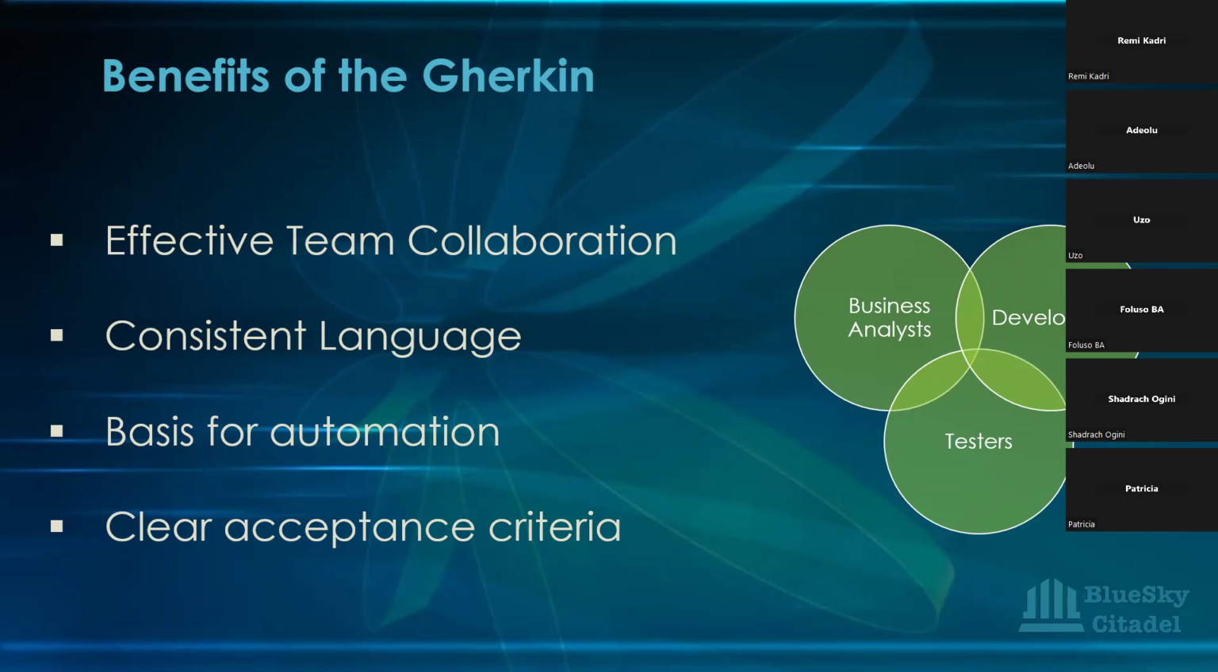So, in summary, Gherkin is a valuable tool for improving team collaboration, establishing a consistent language for discussing requirements, providing a basis for automation, and defining clear acceptance criteria. When you use the Gherkin effectively, it can lead to a more efficient and effective software development process, resulting in high quality software products.